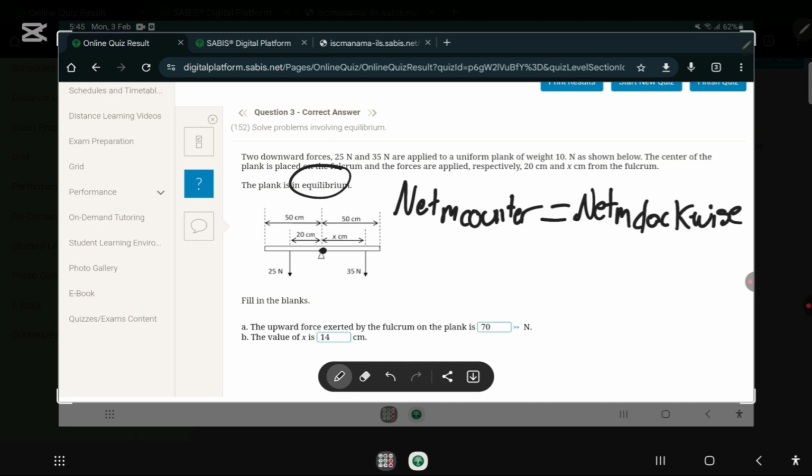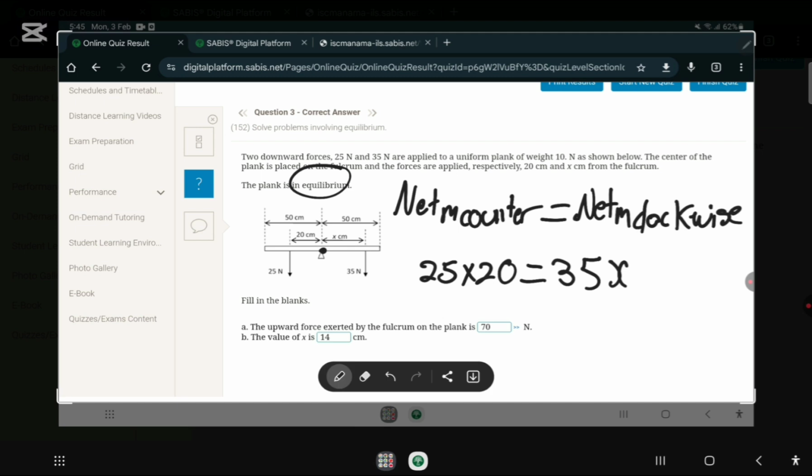So what we do is, the force is 25 and the perpendicular distance from the force to the fulcrum is 20. So 25 times 20 equals 35, the clockwise, times x. So 35x. Put it into your calculator. You get 14.1. And that is the distance in centimeters. But if they ask you in meters, please convert to meters before you calculate.